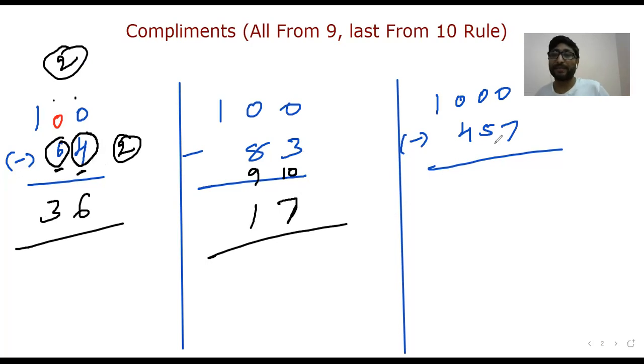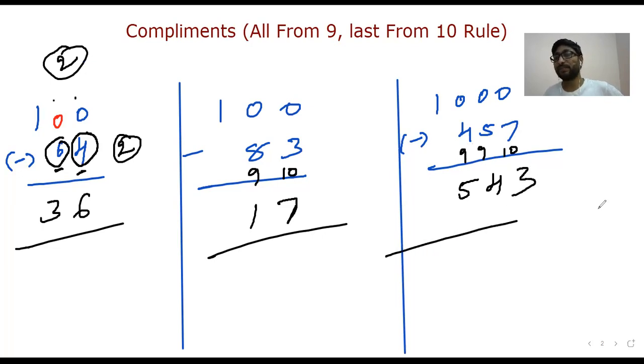No borrowing required. See, all from 9, last from 10. 1000 minus 457: 9 minus 4 is 5, 9 minus 5 is 4, and last from 10, 10 minus 7 is 3. If you want to do 1000 minus 457, how difficult is it? By applying the simple sutra, all from 9, last from 10, you got the answer in one step.